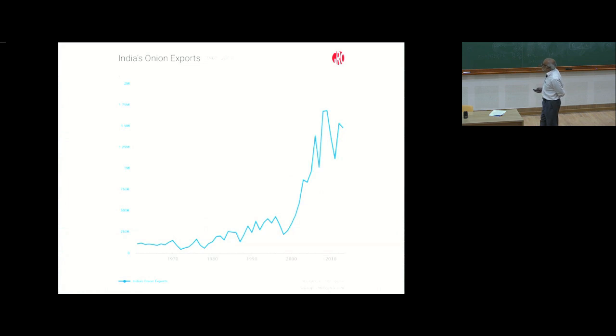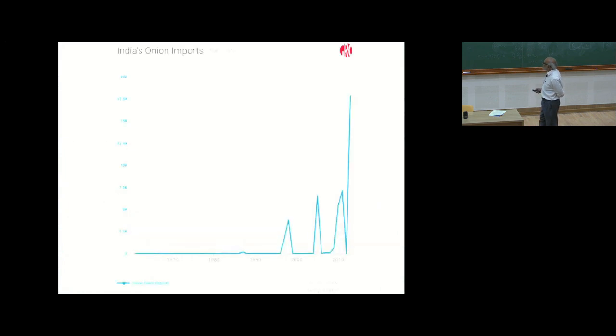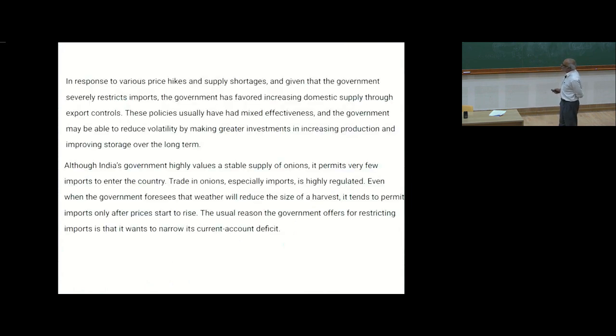And what about imports? Imports are a bit oscillating. So the government is trying to do something there, manipulate or control. In response to various price hikes and supply shortages, and given that the government severely restricts imports, it has favored increasing domestic supply through export controls. These policies usually have mixed effectiveness. It may be able to reduce the volatility by making greater investments in production and improving storage, etc.